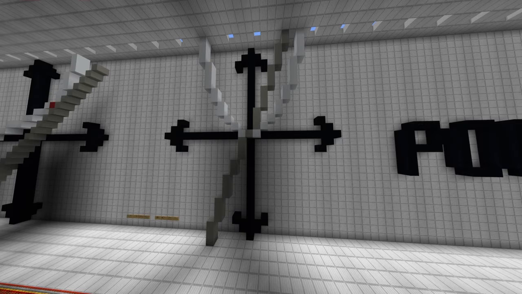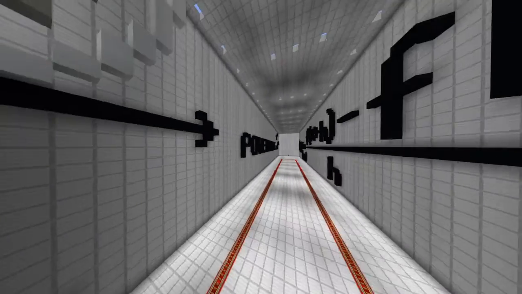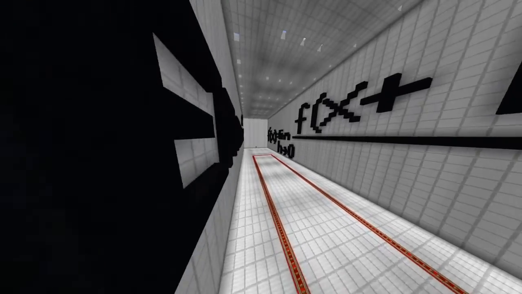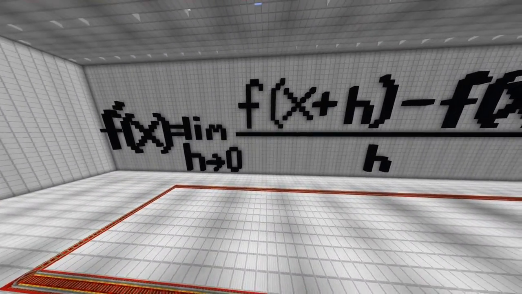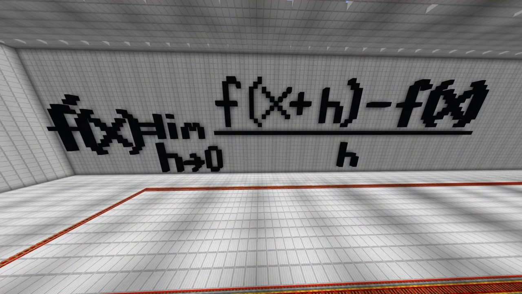Now that you know what the derivative is, you may be asking yourself, how do you calculate it? There are two ways. You can use the definition of a derivative or a derivative rule. We will first look at the definition of a derivative.